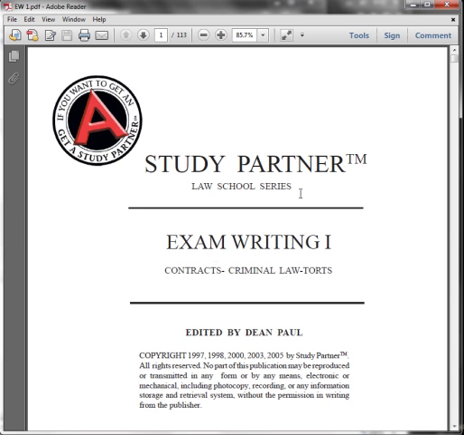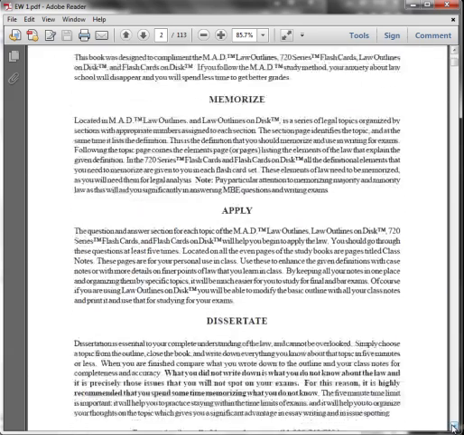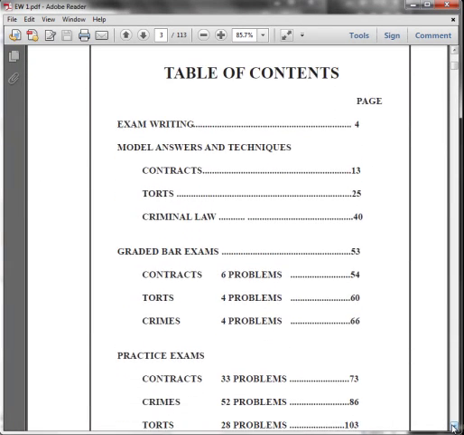And you can see right away that the only difference between the products, and this is Exam Writing 1, is that it covers contracts, criminal law, and torts. And this is the PDF file. It's a fairly extensive product. It's got some basic information about the M.A.D. study method. Here's the table of contents.